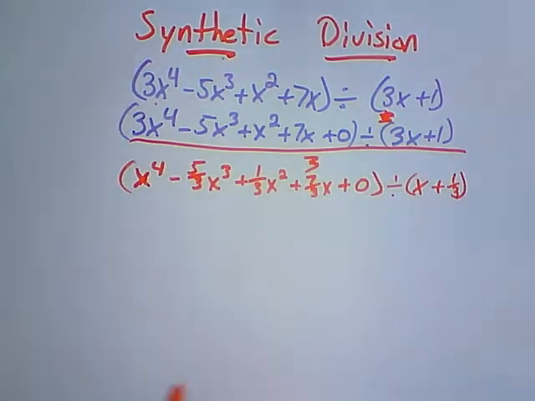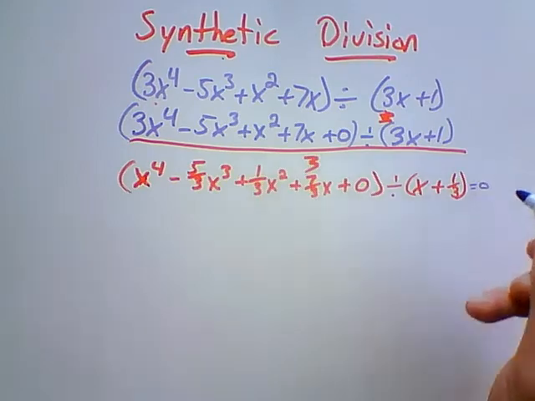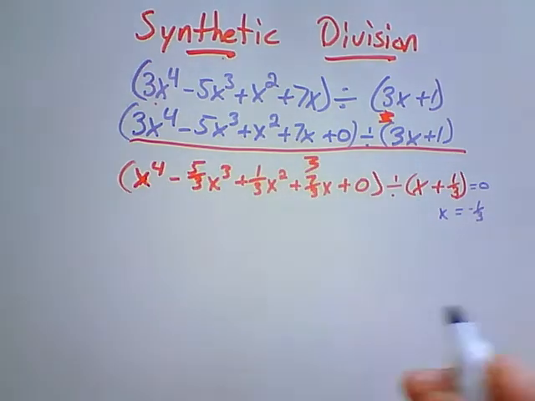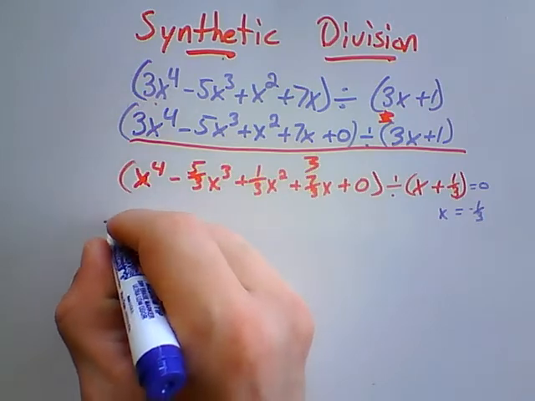And now I get right into synthetic division the way I've been doing it this whole time. Take this guy, set it equal to 0, find out what x gets me. That'd be x equals negative 1/3. Make that my little box.